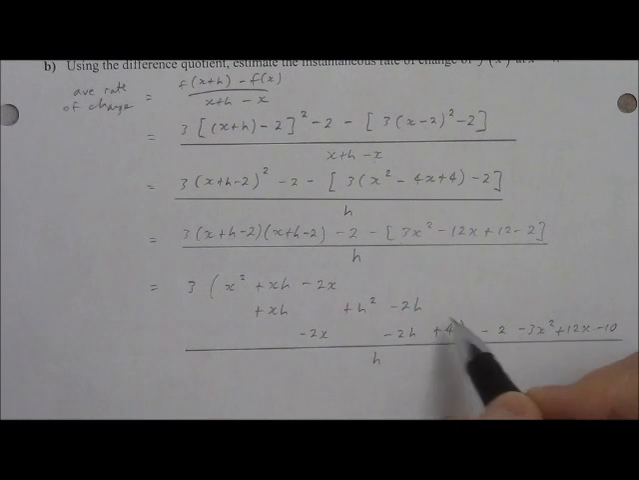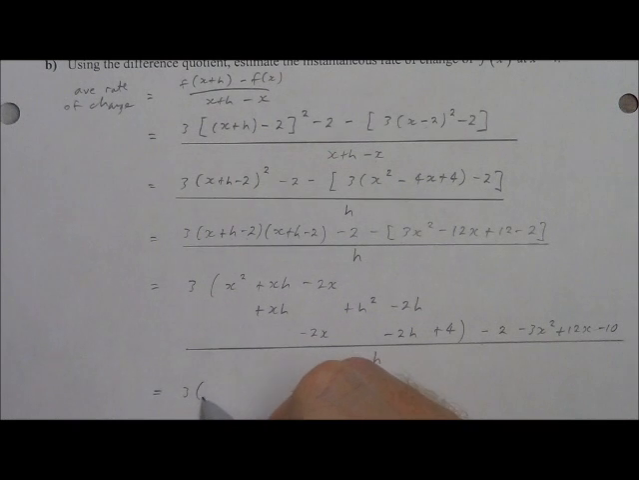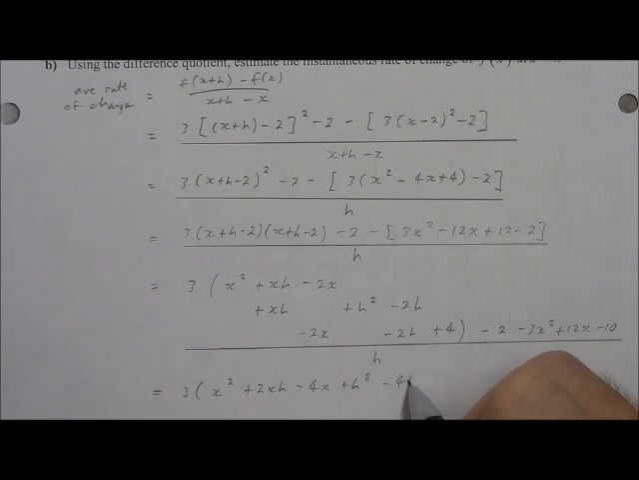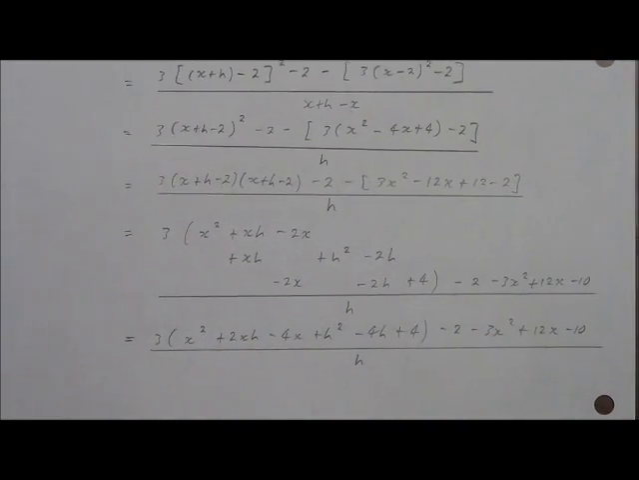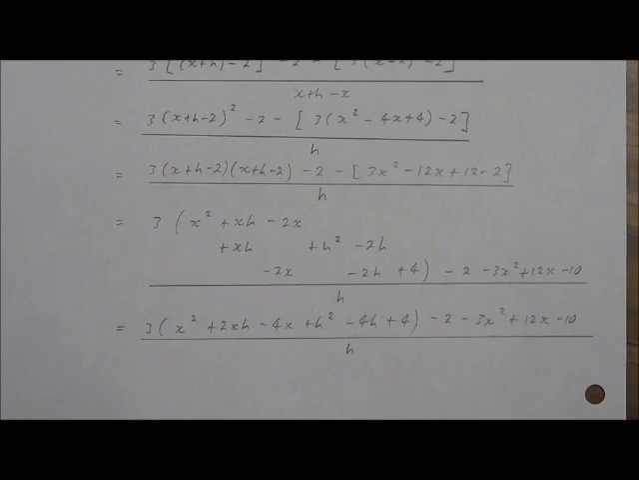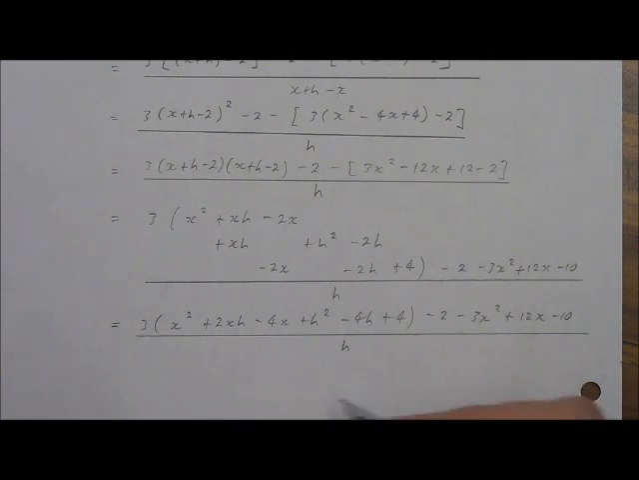And then I can just add vertically to make that a little bit easier. So I've got 3x squared plus 2xh minus 4x plus h squared minus 4h plus 4. And then this stuff remains as always. And then I'll expand this 3 in, and then we can begin simplifying after that.